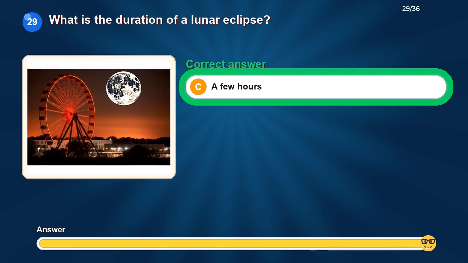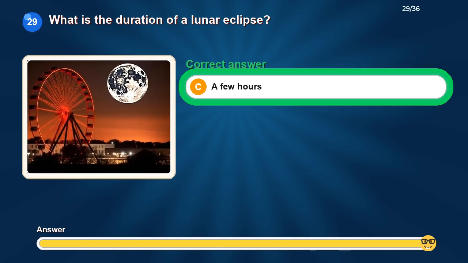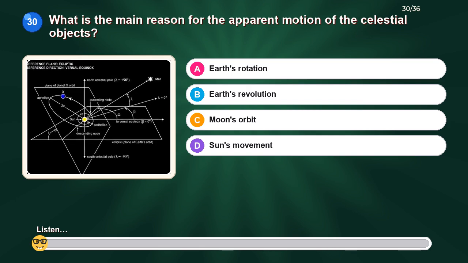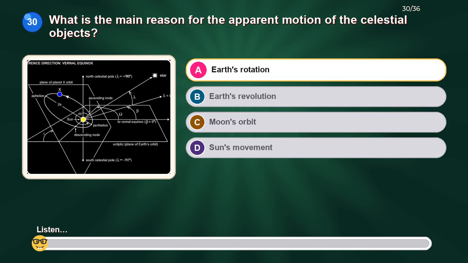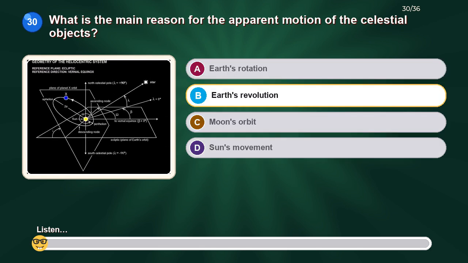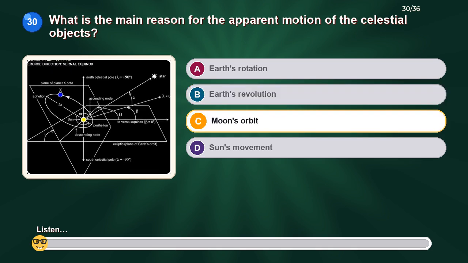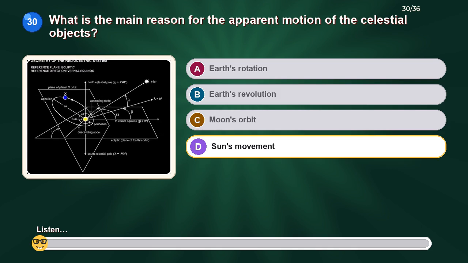The correct answer is, a few hours. What is the main reason for the apparent motion of the celestial objects? Option A. Earth's rotation. Option B. Earth's revolution. Option C. Moon's orbit. Option D. Sun's movement.